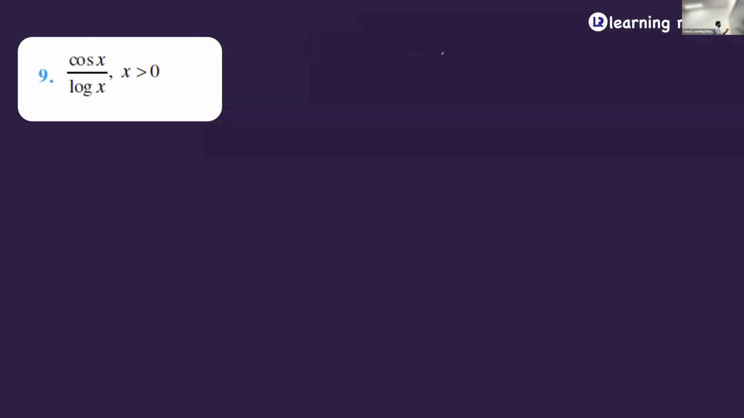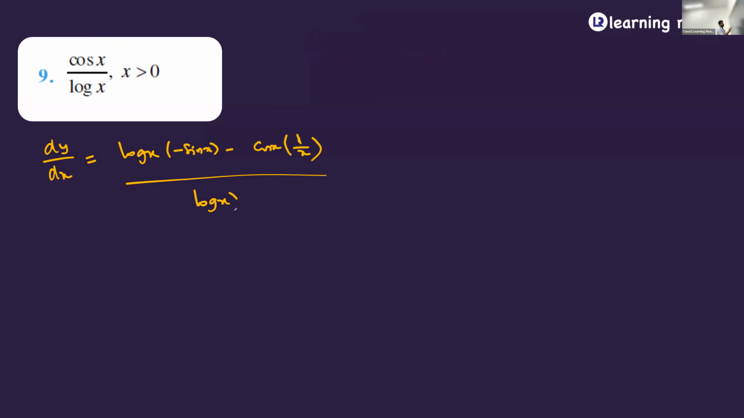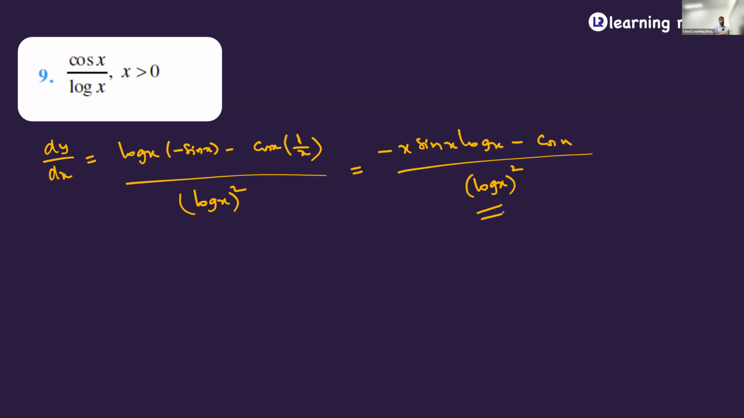So what is the answer for this? dy by dx is equal to log x into minus sin x, minus cos x into derivative of log x, which is 1 by x, the whole divided by log x the whole square. So minus x sin x log x minus cos x, the whole divided by x into log x the whole square. This should be the answer. This is the one given at the back.